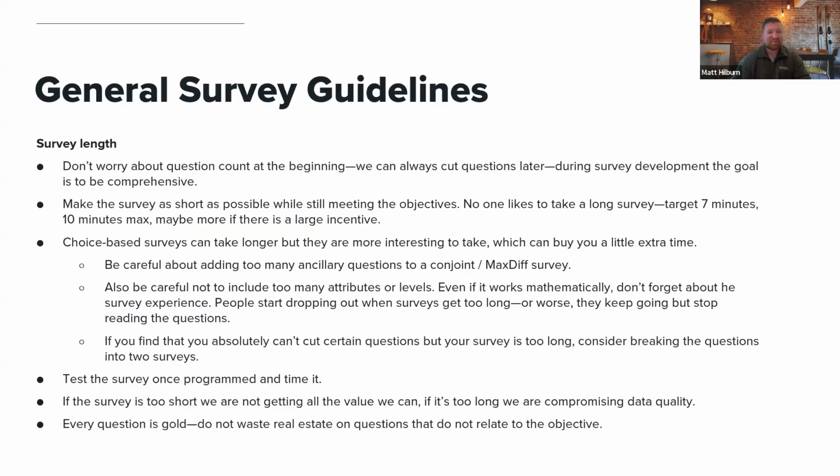Okay. Some other general survey guidelines. Survey length. Don't worry about question count, really. When you're developing the survey, I find it best to include every question you think would make sense for this survey. Don't restrict yourself by saying, oh, I think we're getting too many questions in here. Just write all the questions out. We can always delete questions.